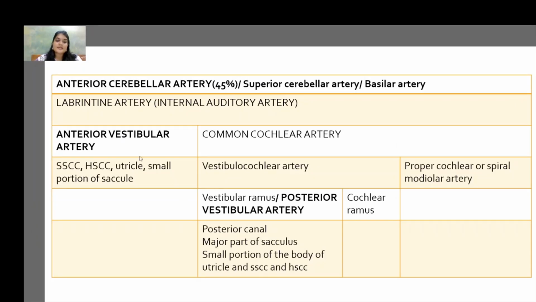Coming to the blood supply, the vestibular system is supplied mainly by the anterior vestibular artery and posterior vestibular artery. Like the superior vestibular nerve and inferior vestibular nerve, the anterior vestibular artery supplies the superior or anterior semicircular canal, lateral or horizontal semicircular canal, and the utricle. The posterior vestibular artery, like the inferior vestibular nerve, supplies a major part of the posterior semicircular canal and saccule. Both these arteries arise from the labyrinthine artery, which is a branch of the anterior inferior cerebellar artery in 45% of cases, and the posterior vestibular artery is a branch of the common cochlear artery.